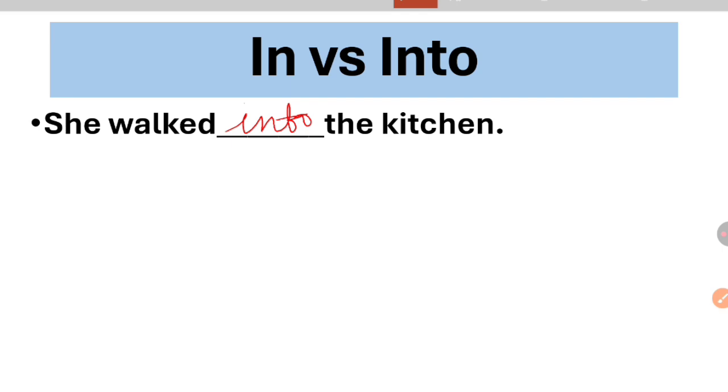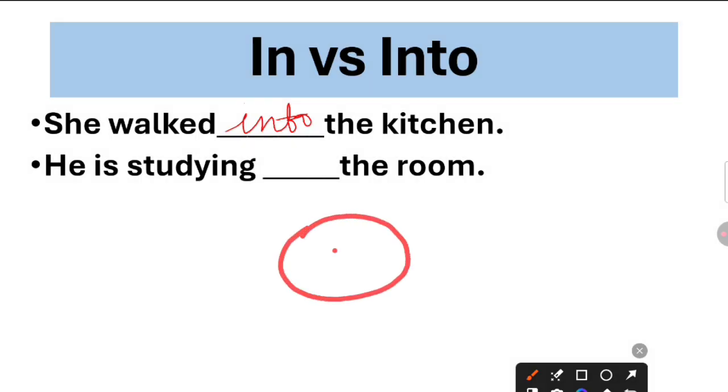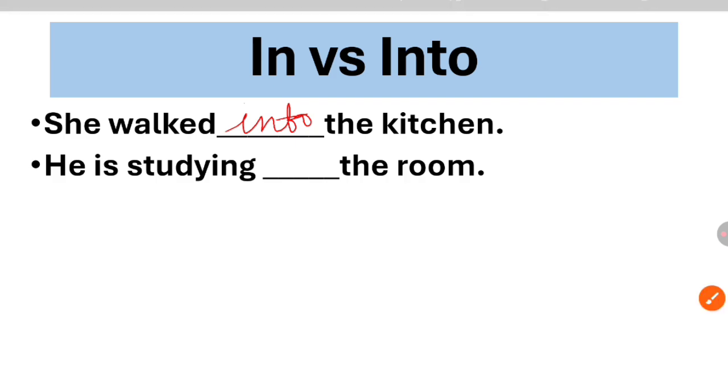Now let's take the next sentence. He is studying blank the room. So what do you think? I hope now you have understood and there won't be any mistake from your side. He is studying into the room or in the room? Again the same situation is there, it indicates a position within something, or static location. So he is in the room. The person is already there in the room. So that's why it's very clear. The correct answer will be he is studying in the room.